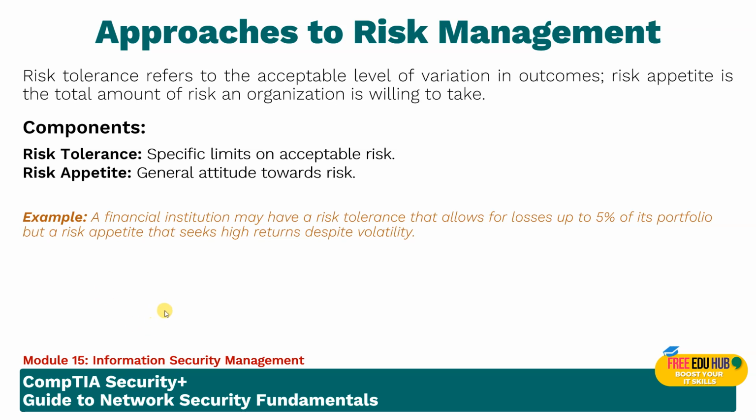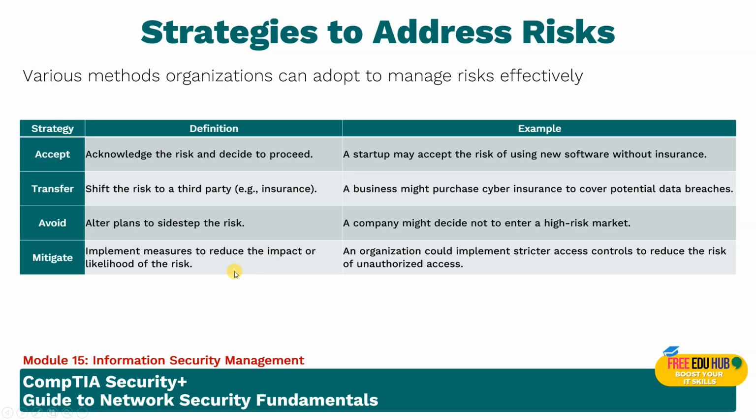Now we have an example of it, as the financial institution may have a risk tolerance that allows for losses up to 5% in its portfolio, but a risk appetite that seeks higher returns despite volatility. Now we have different strategies to address risk. These are various methods an organization can adopt to manage risk effectively.